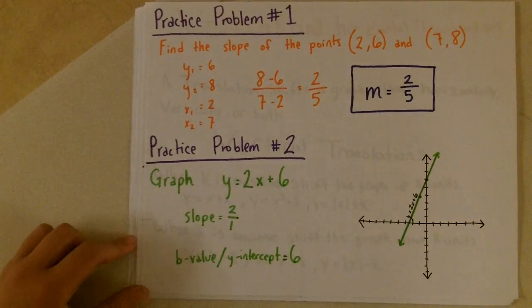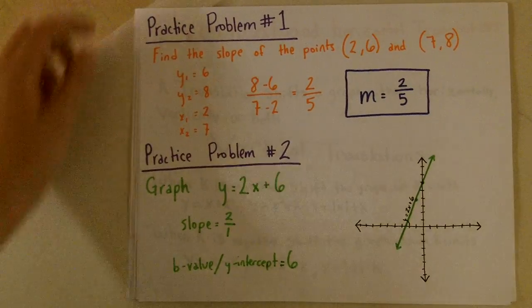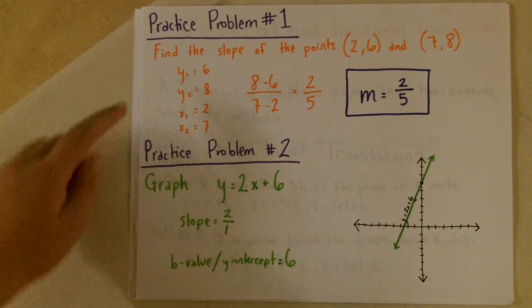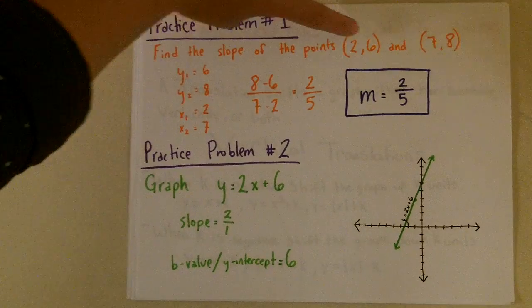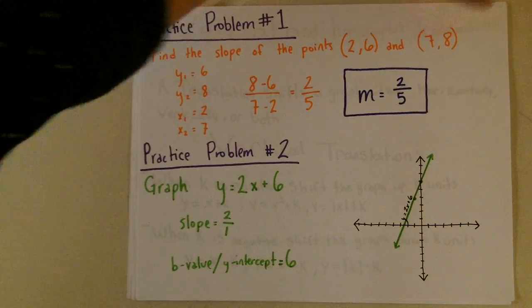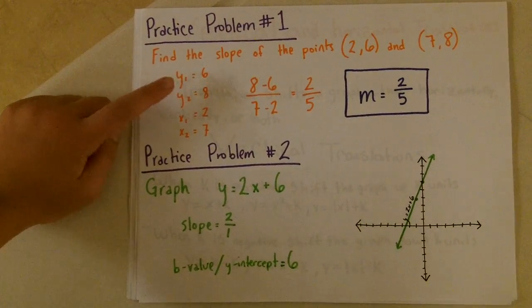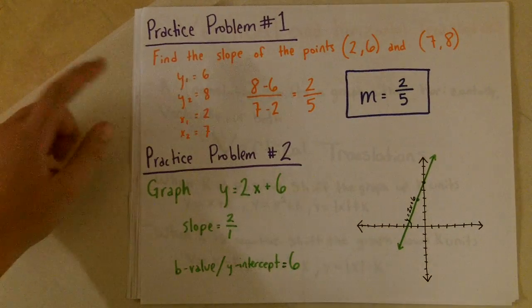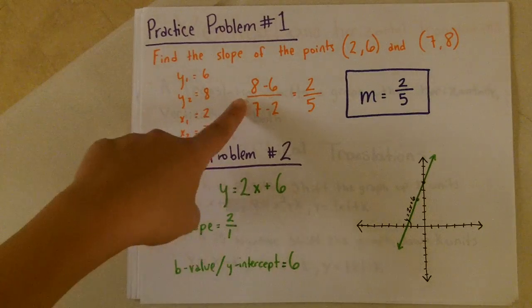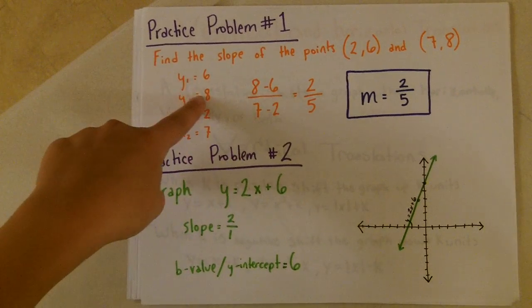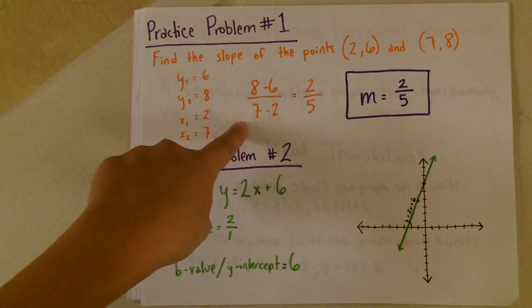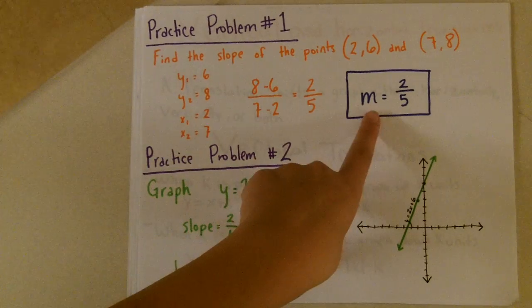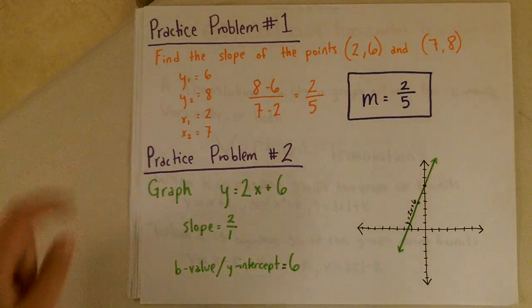So now we'll do some practice problems, just to make sure you guys are confident on this. We'll find the slope of these 2 points, (2, 6) and (7, 8). For some people, it's helpful if you go ahead and write out your y1, y2, x1, x2. You can do that if you need to, or if not, that's fine. You can go ahead and plug those in to your equation, so you have y2 minus y1 over x2 minus x1, and then your slope turns out to be 2 over 5.